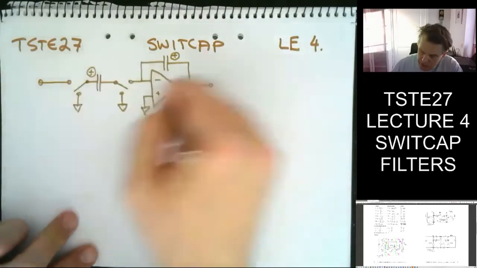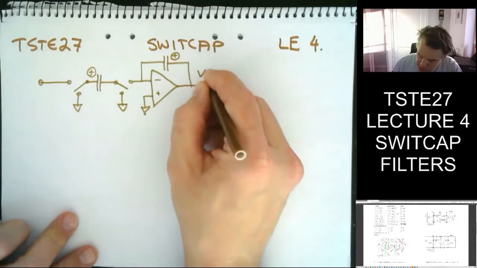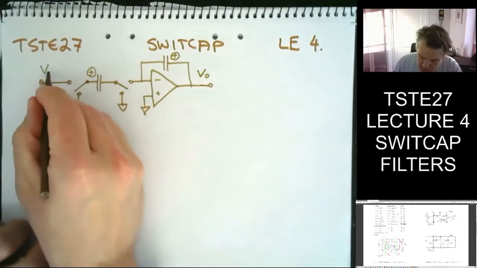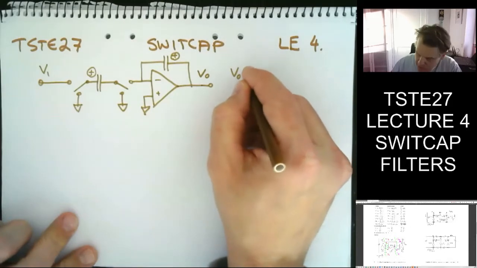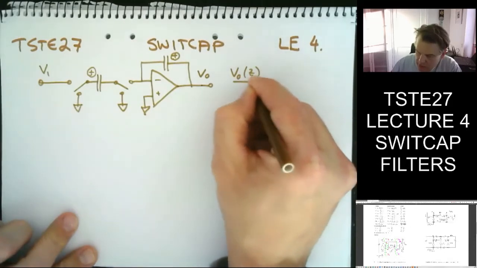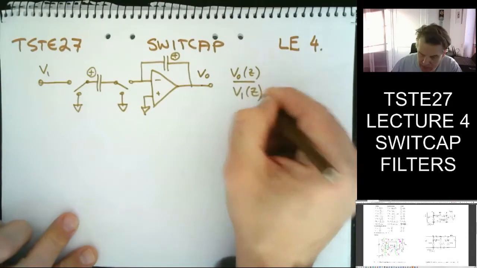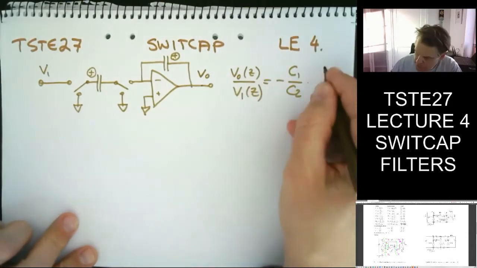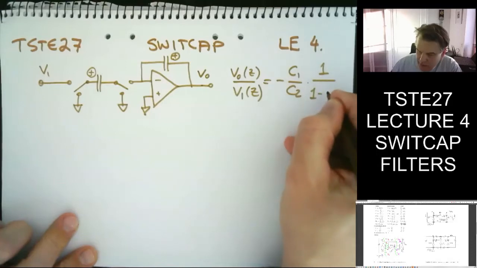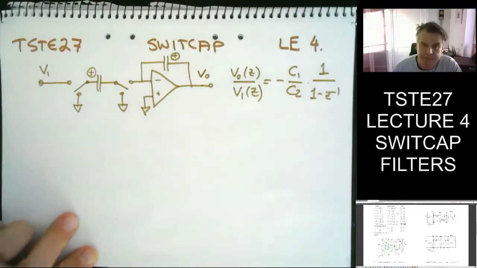Then if we do that, we come to the conclusion that if this is V0, this is V1, we get the discrete time relation, V2(z) divided by V1(z) equal to minus C1 divided by C2 times 1 over 1 minus z^-1.